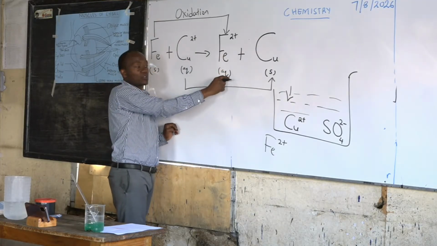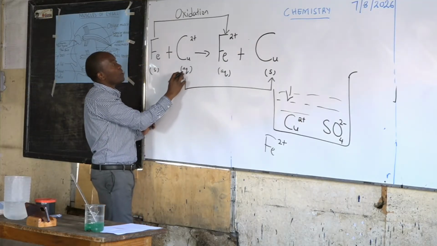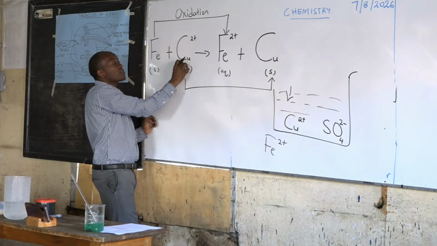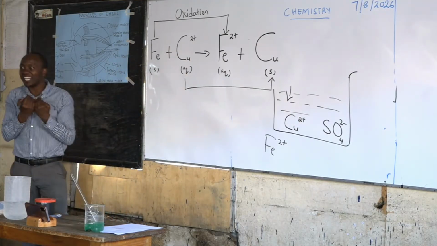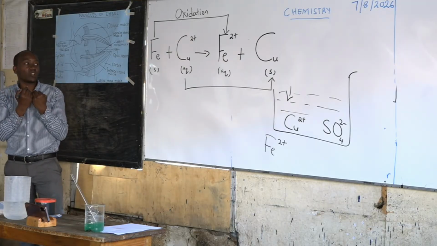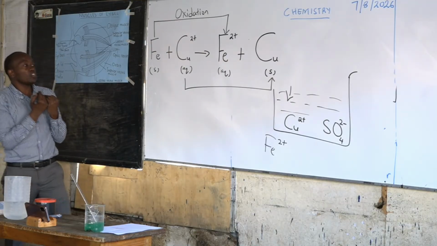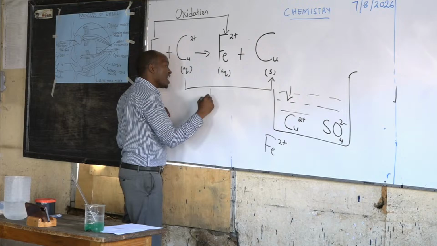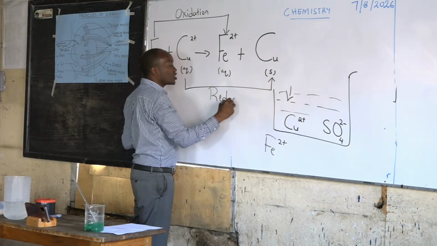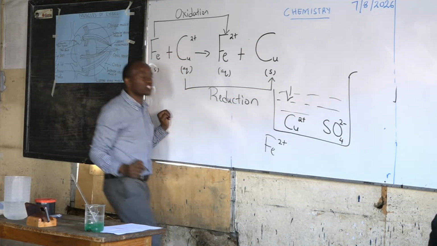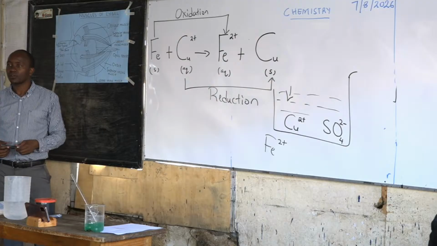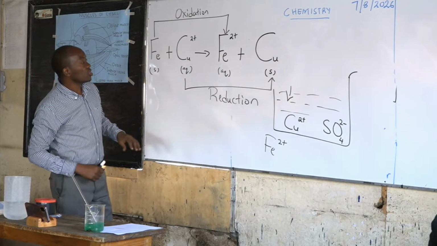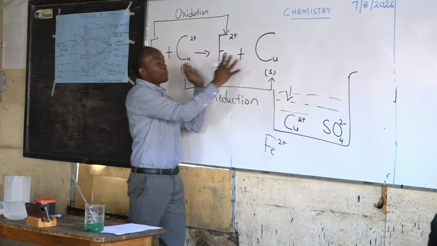Iron 2 ions. So what do you call this process whereby the copper 2 ions gain back the electrons that they lost earlier on? What do you call that reaction? Reduction. So this is a reduction process, a reduction reaction.